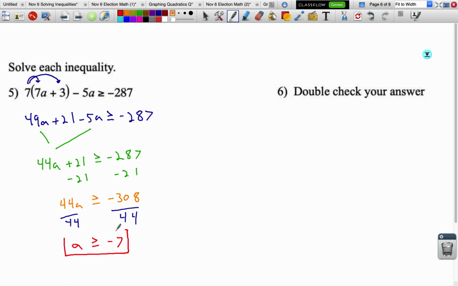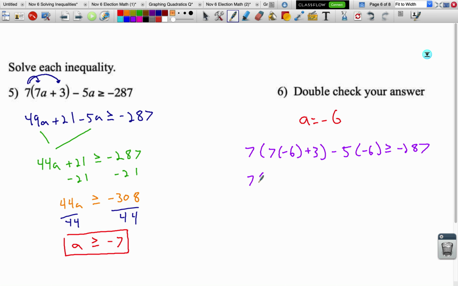All right, let's pick a number that's just greater than negative 7. Let's pick a equals negative 6 and make sure we get a true inequality. 7 times negative 6 plus 3 minus 5 times negative 6 is greater than or equal to negative 287. 7 times negative 42 plus 3. And then a negative 5 and negative 6 become a plus 30. It's greater than or equal to negative 287.